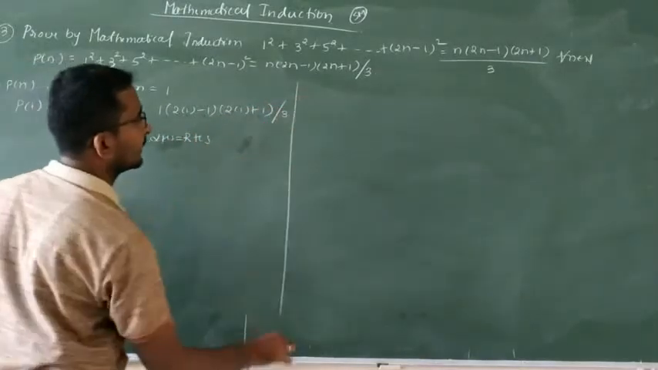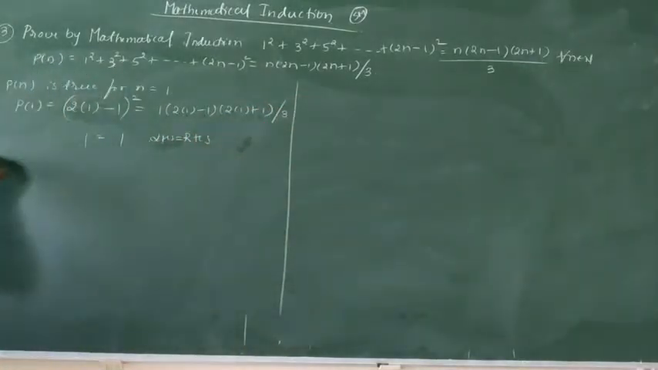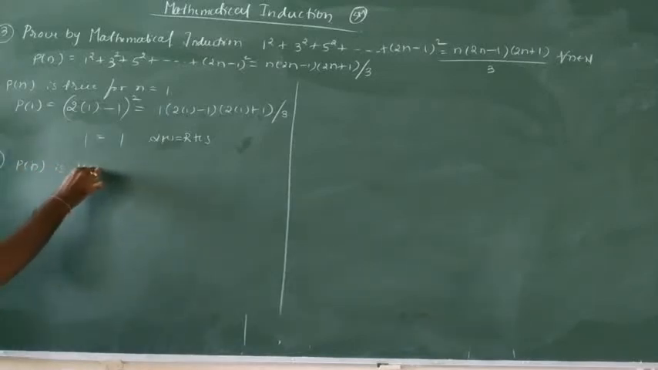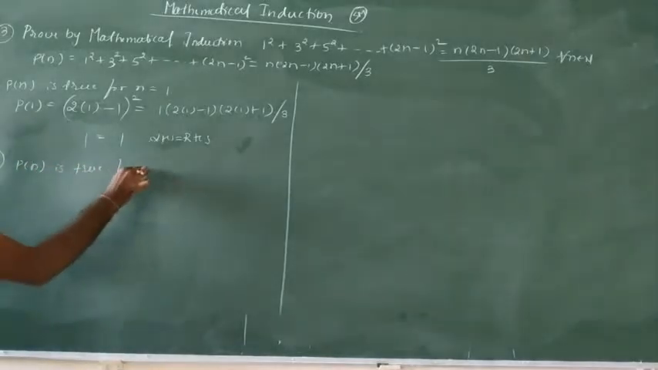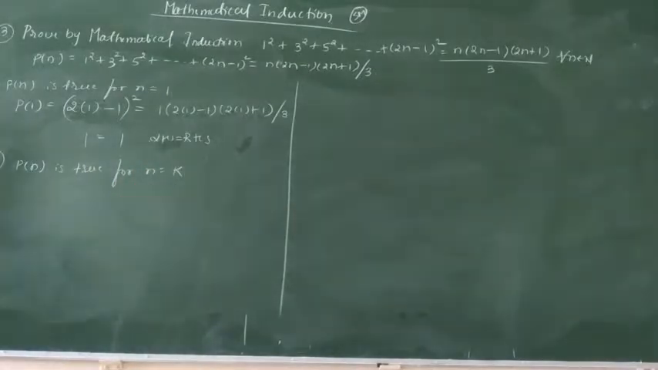Okay? So the next step is, assume P of n is true for n equal to k. So P of n is true for n equal to k. Where there is an n term, there you have to substitute it as k.